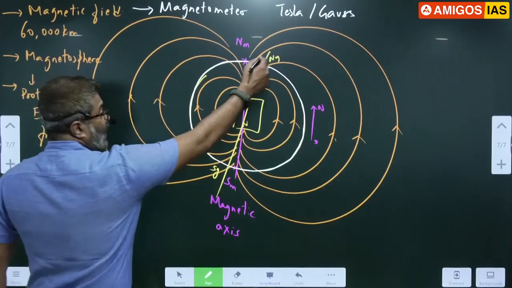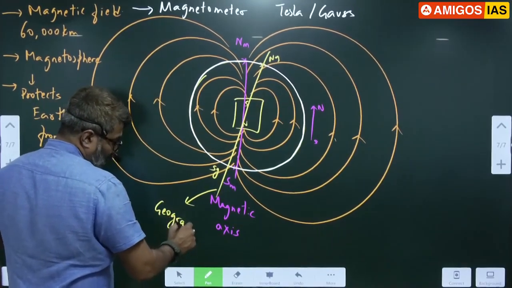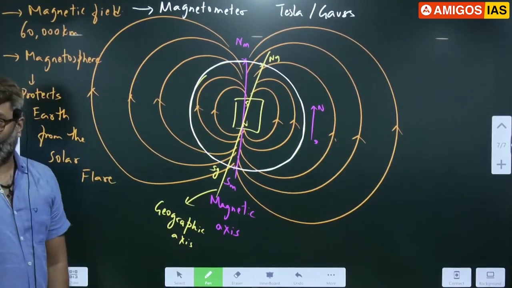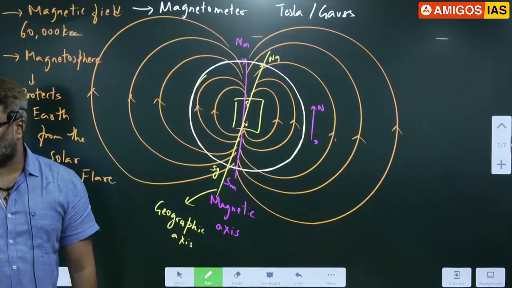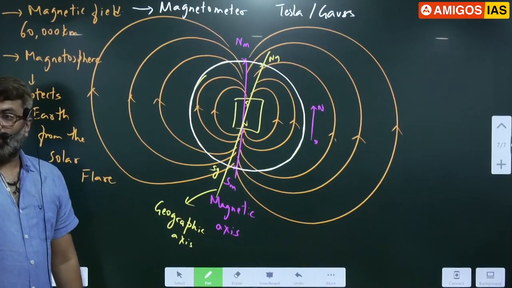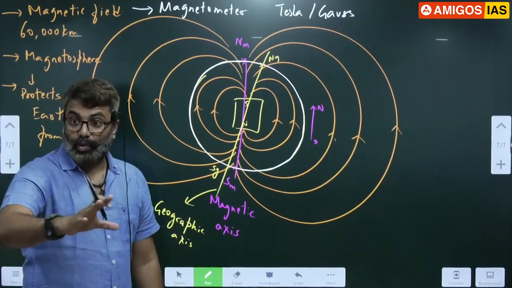This yellow line is the geographic axis, or axis of Earth rotation. Magnetic axis is the axis formed by the magnet. Now the scientists have understood that. Okay, can I continue? Now it's getting tougher.